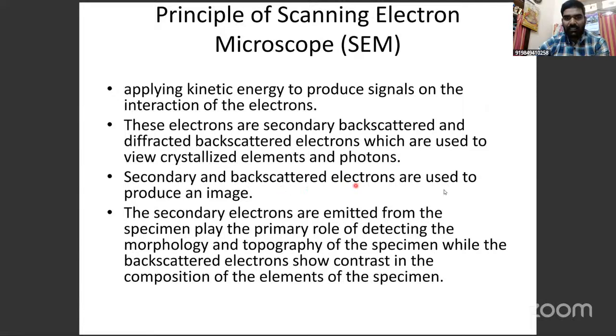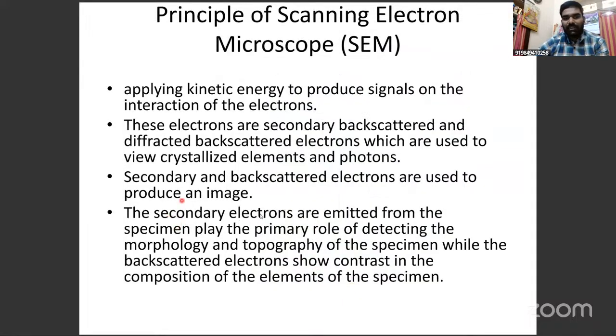Secondary and backscattered electrons are used to produce an image. These secondary and backscattered electrons, which come from the specimen, are used to produce an image. The secondary electrons emitted from the specimen play the primary role of detecting the morphology and topography of the specimen, while the backscattered electrons show contrast in the composition of the elements of the specimen.